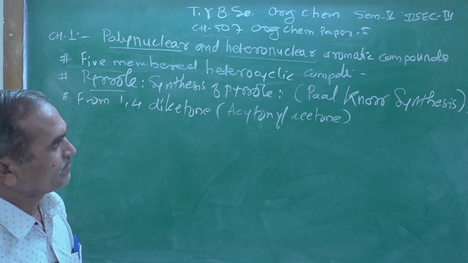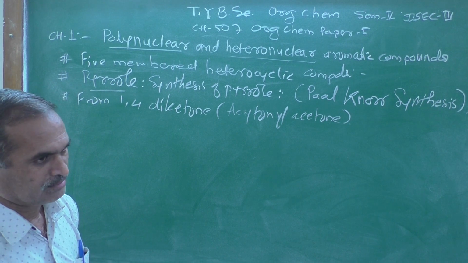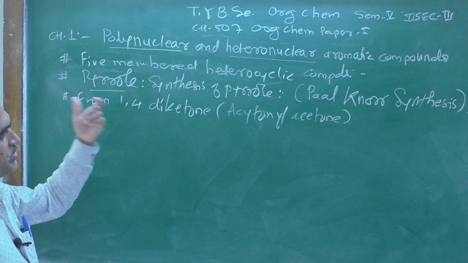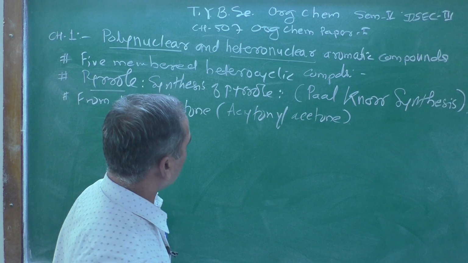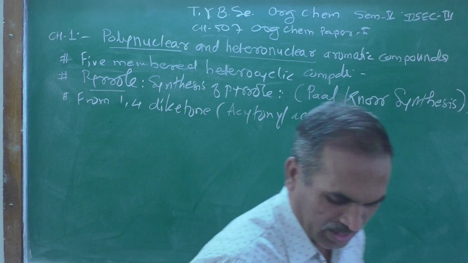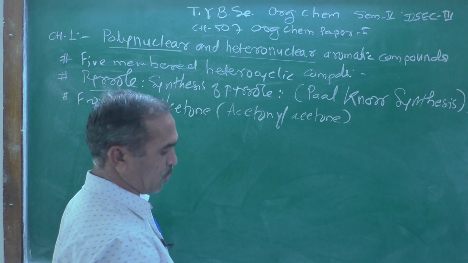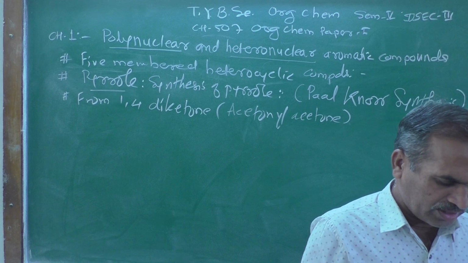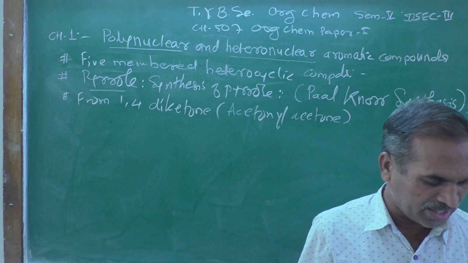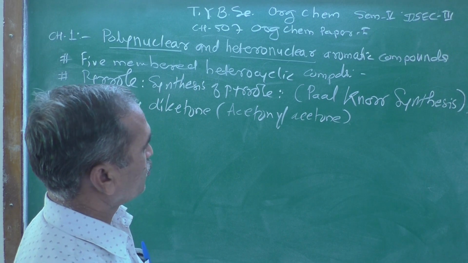Observe the spelling, K-N-O-R-R, Knorr synthesis. Starting from a 1,4-diketone, which is also known as acetonyl acetone. Acetonyl, here it is E, not Y. Acetonyl acetone, on heating with ammonium nitrate at 100 degrees centigrade gives 2,5-dimethyl pyrrole.